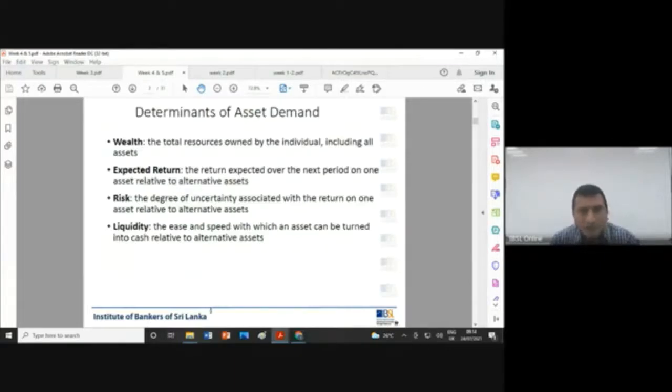Right. So as we said, first we wanted to know what determines the asset demand. You can be firm here to say financial asset demand. Financial assets. Demand for financial assets. What determines demand for financial assets? Okay. There are four major elements that determine the demand for financial assets. First and foremost, the wealth.